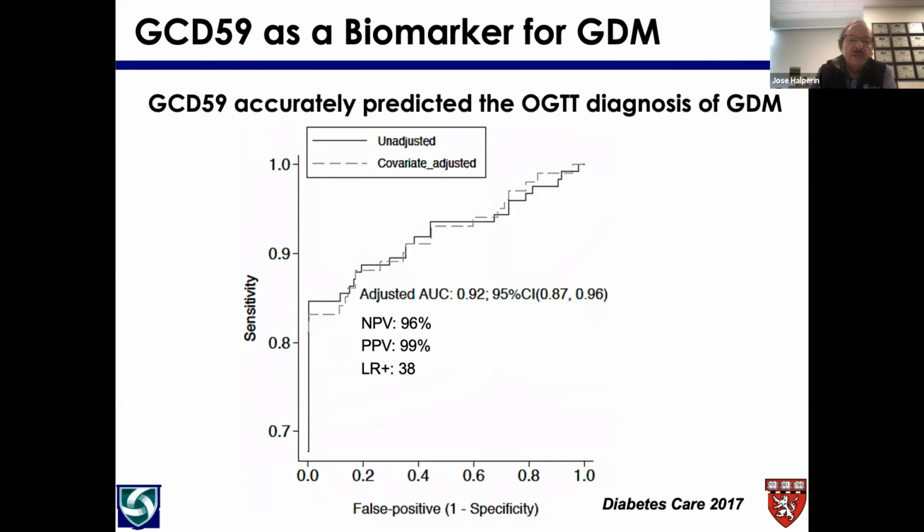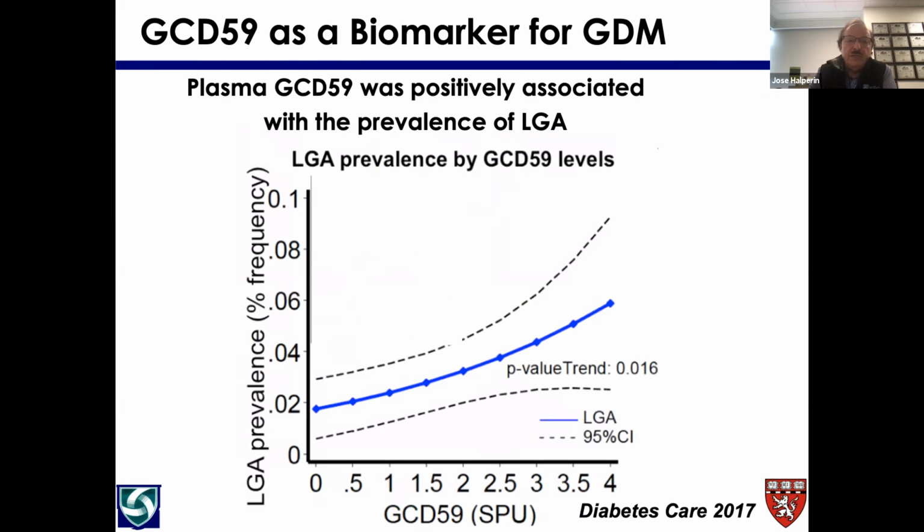Furthermore, the prevalence of glycated CD59 in the mother was associated with a higher prevalence of large for gestational age babies.